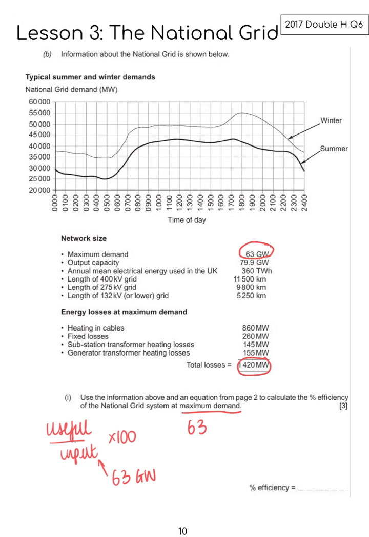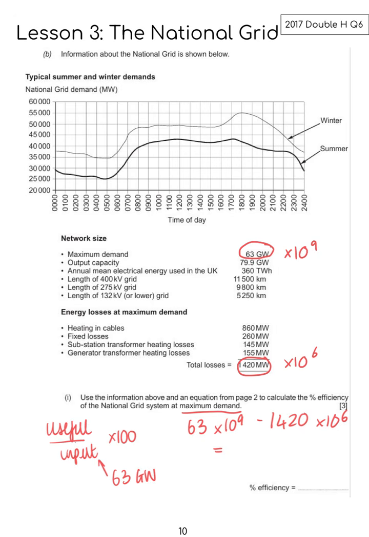However, they're not in the same unit. So what you do have to realise is that gigawatts is times 10 to the power of 9 and megawatts is times 10 to the power of 6. So to work out the difference, we'll do 63 times 10 to the power of 9, take away 1,420 times 10 to the power of 6, and then we'll work out how much we've got left when we take away what we've lost from what we started with.